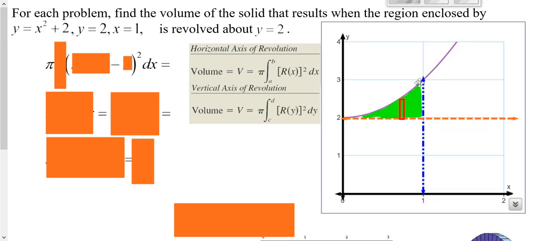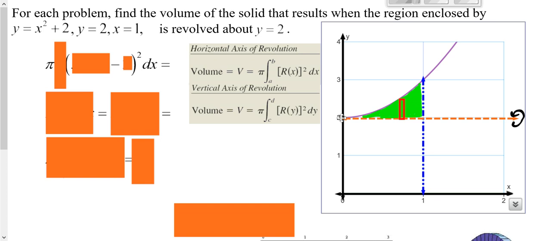We know we have our parabola. We have our y is equal to 2, which is right here. We have x is equal to 1. We look at the region that's bound by all of those. Also, one of our edges happens to be what we're revolving around. This is your axis of revolution. So now we know we're dealing with x's.